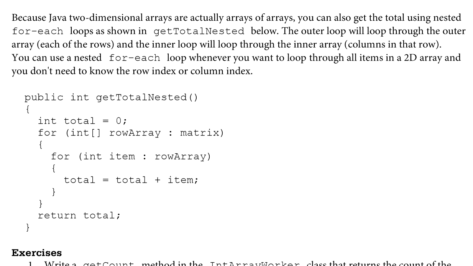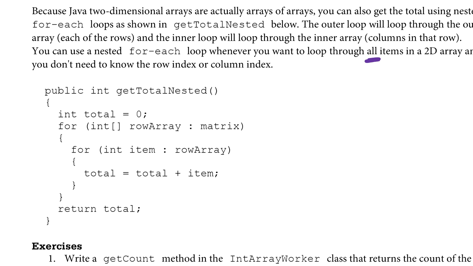You can use nested for each loops whenever you want to loop through all of the items in a 2D array, and you don't need to know the row index or column index. So if you really don't care where things are being stored or where you're picking them up, if you just want to go through and get all of them, this is a very nice scheme.